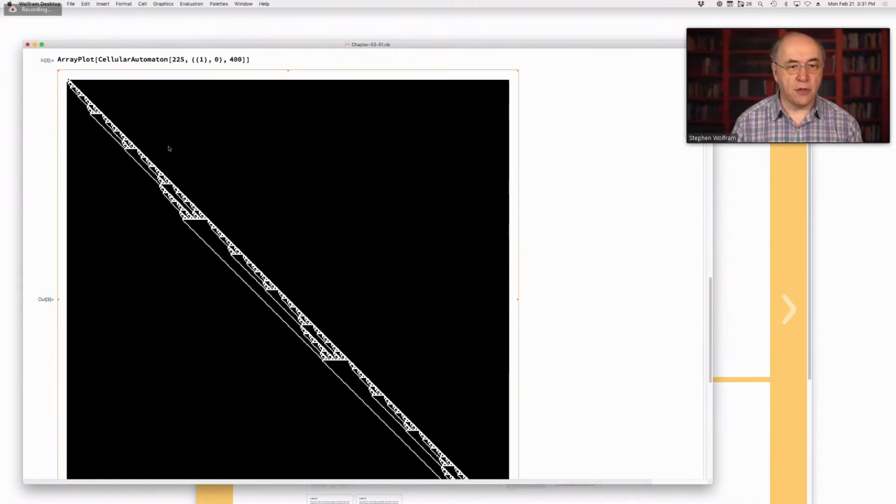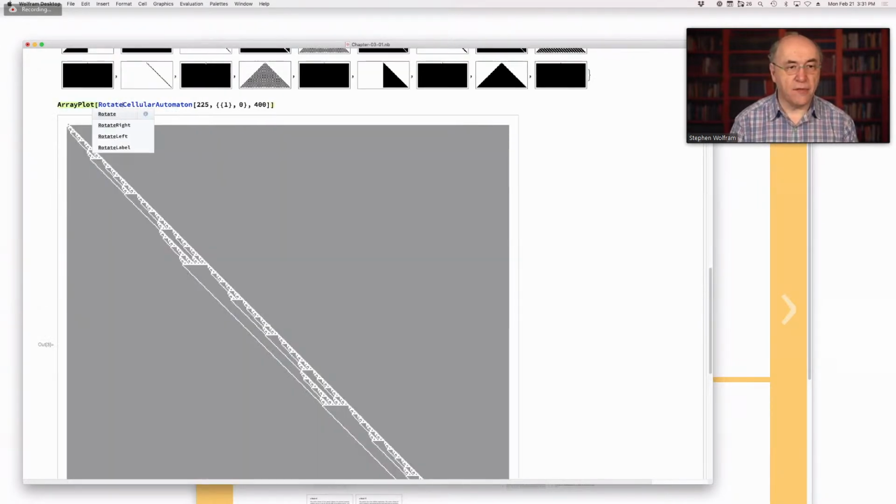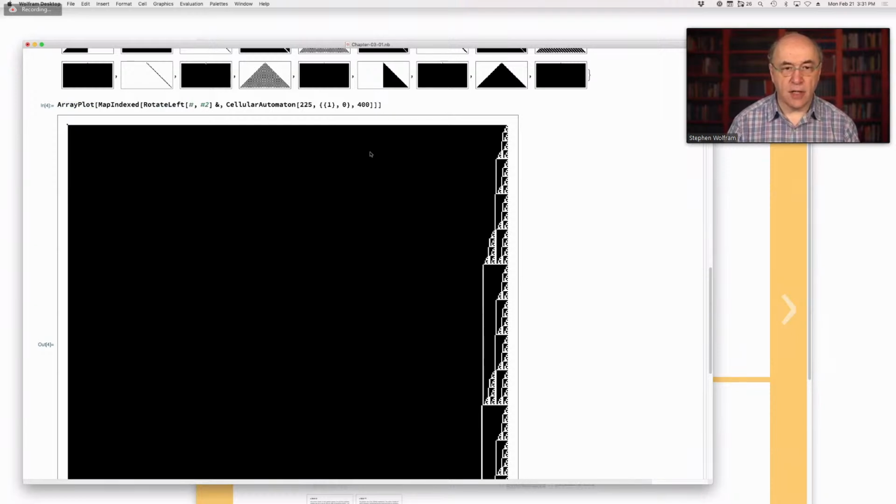Maybe what we could do, let me see if I can do this. Let me think how to do this. I think what I want to do here is say rotate left. I want to say map indexed. Rotate left, hash, comma, hash 2. Is this going to work? Let's see whether this is disastrous or not. Oh, no, that's very good. Okay, so there we go.